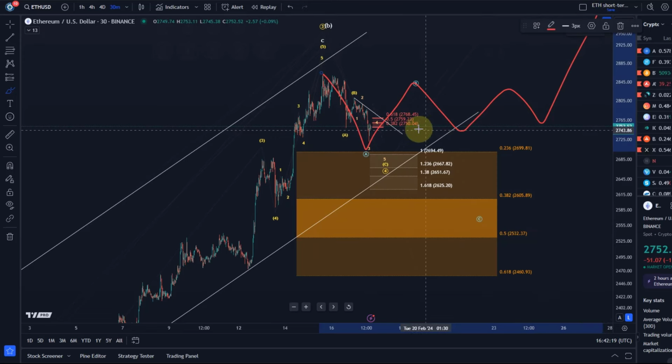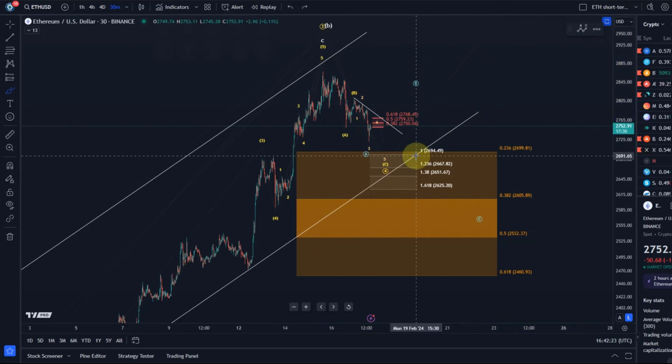I often say that there are many, many ways a correction can unfold, and much more important than trying to understand the exact microstructure is to understand where the targets are, which are on the chart, 2,625 to 2,694, and what the support levels are.